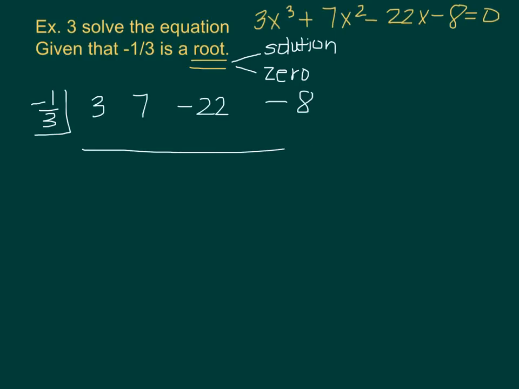Now, if they're saying that this is a root, that means that your remainder should be 0. If it's not, you did something wrong. Okay, starting the process. -1/3 of 3 is -1, add going down. -1/3 of 6 is -2, add going down. -1/3 of -24 is 8, remainder 0. That's what you want.